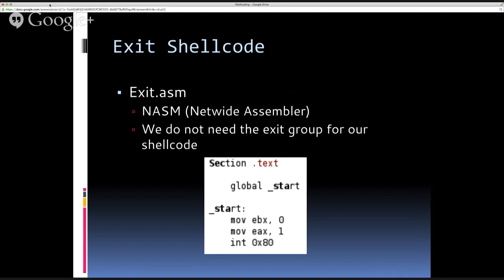We're going to move 0 as a parameter into EBX. If you recall from a few slides back where we showed the 6 registers that are passed, EBX is going to be the first one. And then we're going to use syscall 1, move that into EAX, and then we're going to call int 0x80.